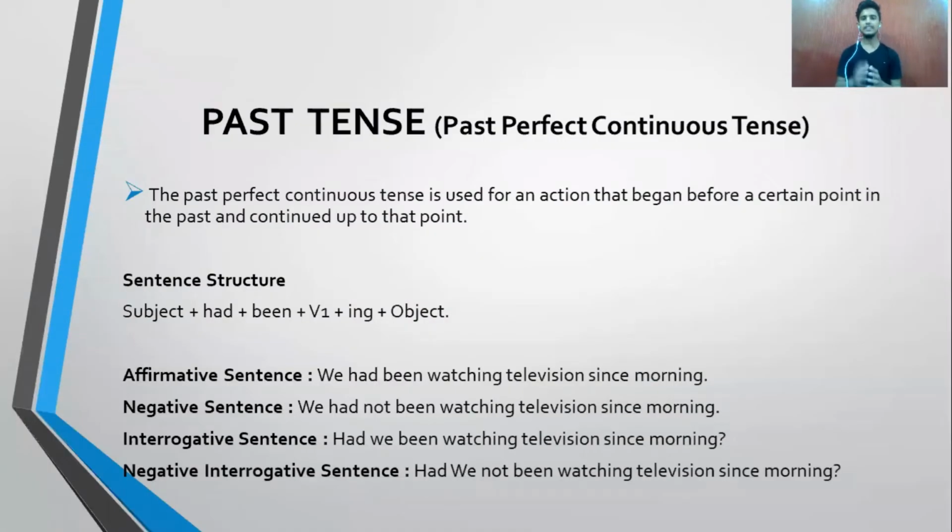Past perfect continuous tense. The past perfect continuous tense is used for an action that began before a certain point in the past and continued up to that point. For example, I had been watching television since morning. The sentence structure is: first the subject, then the helping verb "had," then "been," and then the verb's first form plus -ing, meaning the fourth form of the verb, and then the object.